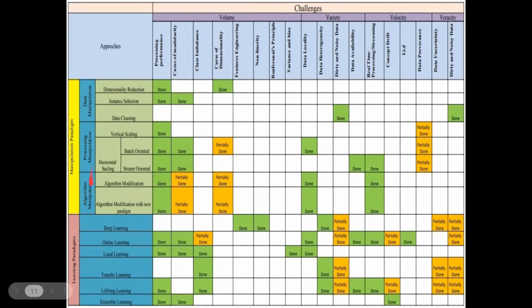There are a number of machine learning approaches: algorithm, processing, data manipulations, and learning paradigm. There is deep learning, online learning, and many other approaches. My main concentration here is online learning, which is part of velocity. This is the one particular part of my survey. So there are a number of approaches and a number of challenges. Some challenges are already researched, some are only partially done, and the blank ones have not yet been researched. That is the chart.